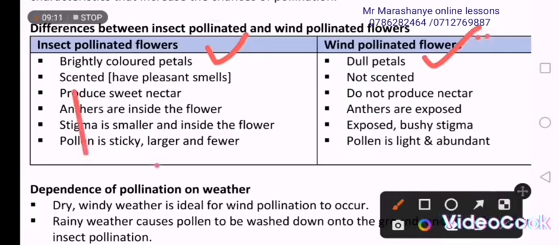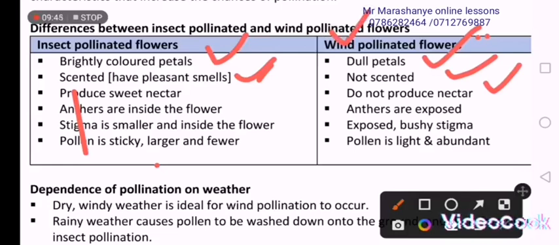Then you have pleasant smells, scented, pleasant what? Smells, to attract insects, but for wind pollinated flowers there is no need to attract insects, because its agent of pollination is wind. Then my insect pollinated flowers produce sweet nectar, which is food for what? For insects. But my wind pollinated flowers do not produce sweet what? Nectar. Why? Because its agent of pollination is wind, not insect.